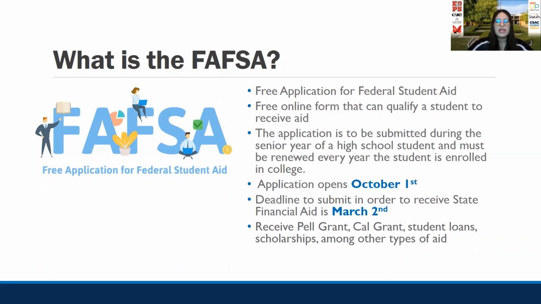This qualifies students for both federal aid and state aid. So again, filling out the FAFSA application before March 2nd can qualify students to receive Pell Grant, Cal Grant, student loans, scholarships, and other types of aid. So remember, you have from October 1st to March 2nd to submit the FAFSA application in order to qualify for both federal and state aid.